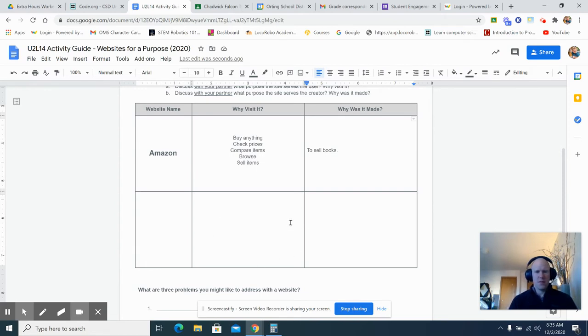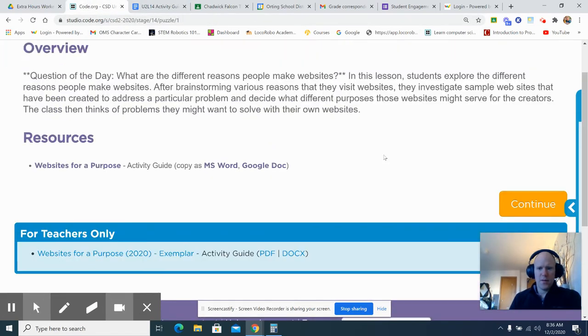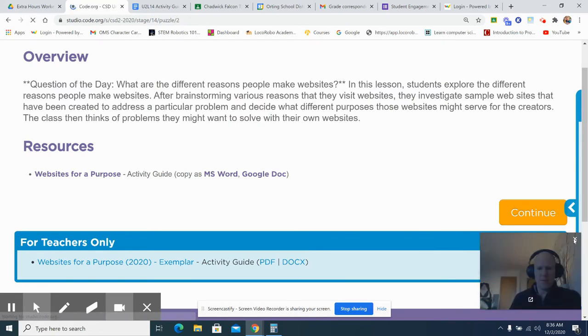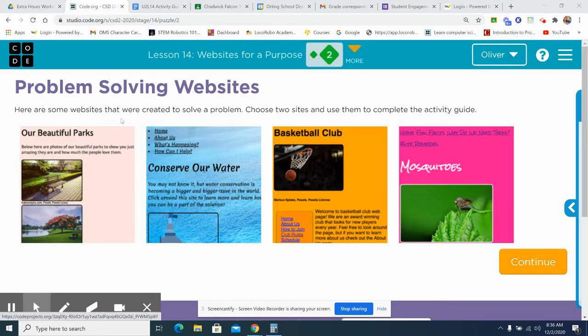We're going to be taking a look at some websites, and as we do so, you'll think that they're kind of hokey, but that's okay. It's all about what we're doing here. So let's take a look at continue. Let me turn off my picture. Okay, problem-solving websites. Here are some websites that were created to solve a problem. You're going to choose two of them and use them to complete the activity guide.